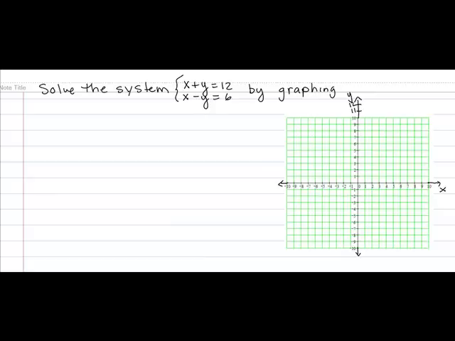Solve the following system, x plus y equals 12, x minus y equals 6, by graphing. So what I'm going to do is graph each equation, then look for the intersection point, and the intersection will be the solution to the system. So I'm going to start with graphing.